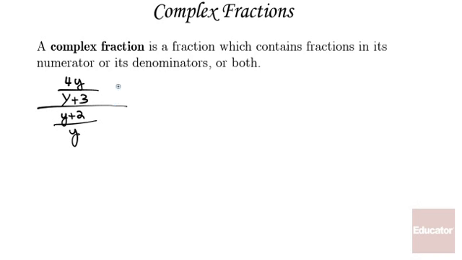Here, if I look at the main fraction bar, this is the numerator, and it contains a fraction. And I also have a situation here where the denominator contains a fraction as well. I could have had, perhaps y over y minus 2 over just y squared. And then I just have a fraction in the numerator, but this is still considered a complex fraction.